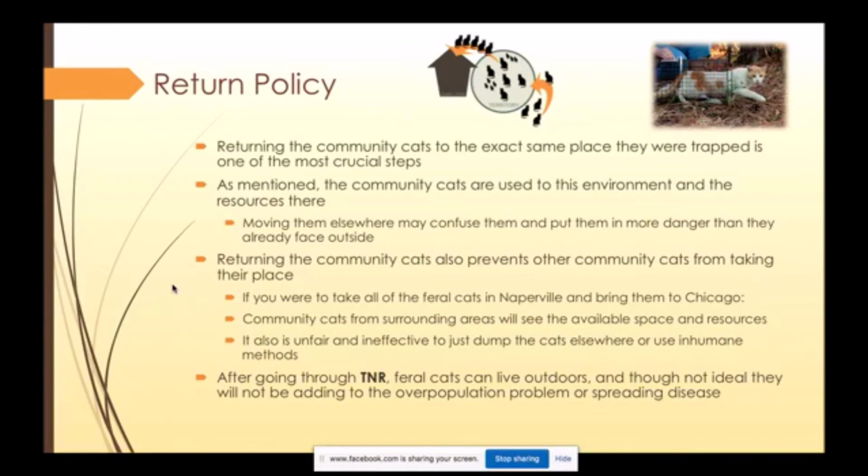And though it's not ideal for cats to be living outside for any reason, like we said, there's really nowhere else for the feral cats to go. And at least if they've been through the TNR process, they won't be adding to the overpopulation problem or spreading disease.